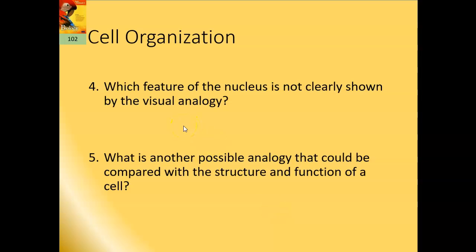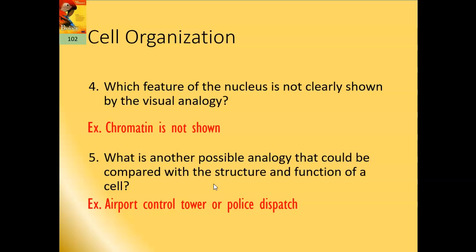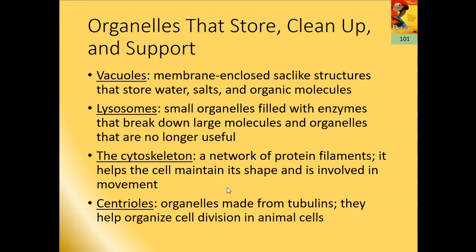Question 4 says, which feature of the nucleus is not clearly shown? There's something called chromatin, which we'll get into more later. And then another possible analogy, you can think of anything you want, but they give the example of airport control tower. You know, you've got a controlling thing that controls things moving in and out, or police dispatch works kind of the same way. And then just like factories, we need to have raw materials that we're going to work in, so you have a way to organize and store those raw materials, and then you have to have a way to clean up and get rid of the things that you're done with.